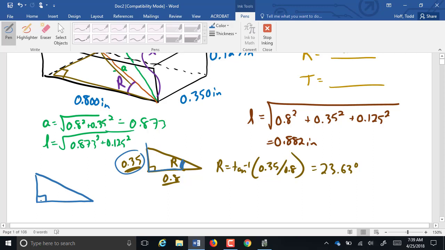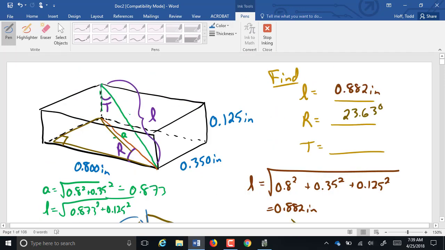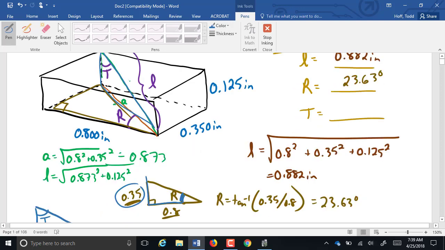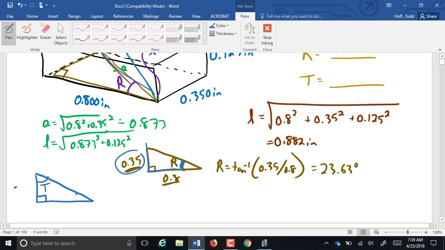So we've got this here. Find angle T is up here. That's this triangle here in the green now. On that triangle, we have this is the vertical of 0.125. And this is just L of 0.882. So T has the adjacent and the hypotenuse, which is cosine. So I'm going to use an inverse cosine.